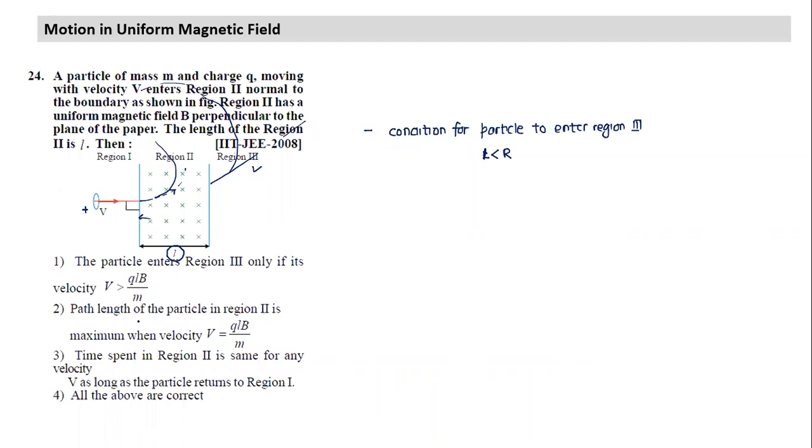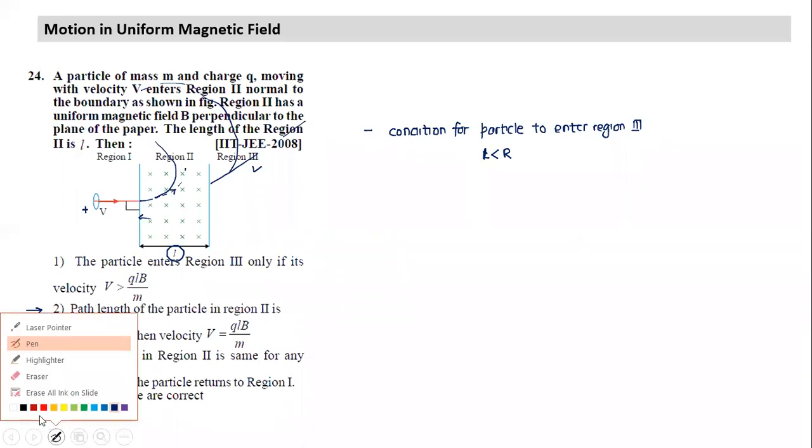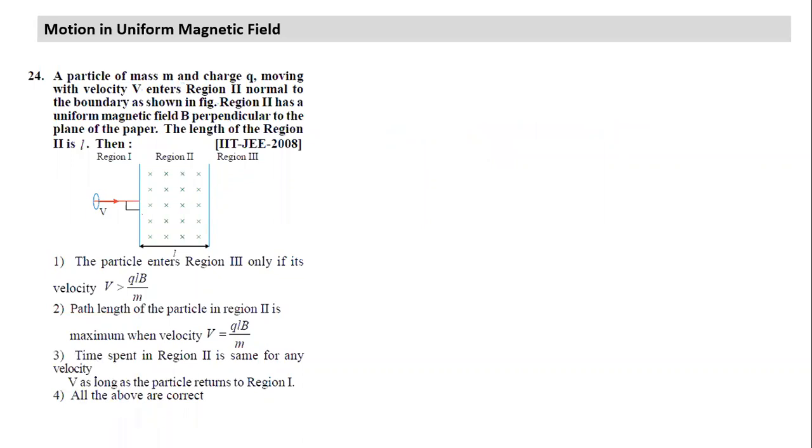When would the path length be maximum here? Can someone tell me, how do I write the condition? When would it travel a maximum distance in region 2? Can you visualize what kind of path it will have for it to travel maximum distance in region 2? Semicircle. But there are a number of semicircle paths. So which kind of semicircle will make the path maximum? Ramani, do you have any question or do you have an answer? I was about to answer it. Very good. Tell me.